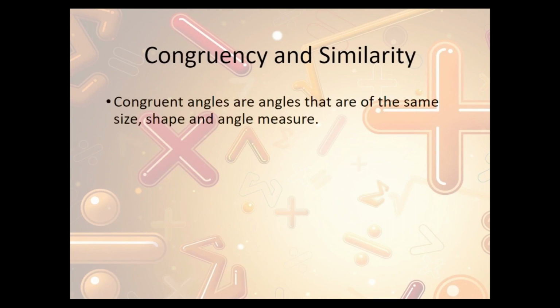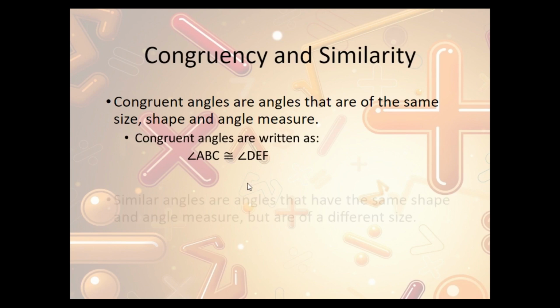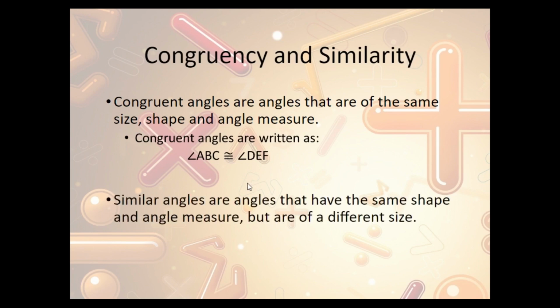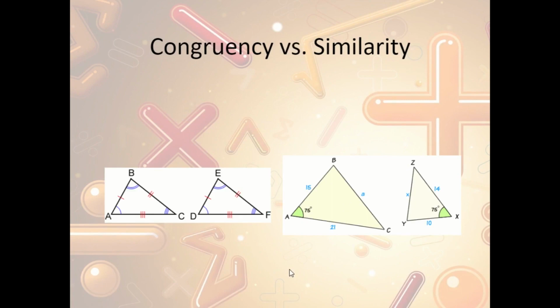Congruency and similarity. Congruent angles are angles that are of the same size, shape, and angle measure. Congruent angles are written as angle ABC is congruent to angle DEF. Again, the congruent symbol is the squiggly over the equal sign. Now, similar angles have the same shape and angle measure but are of different size, so they have different lengths. And we would say that angle ABC is similar to angle DEF, and the symbol for similar is the double squiggly. So congruency versus similarity.